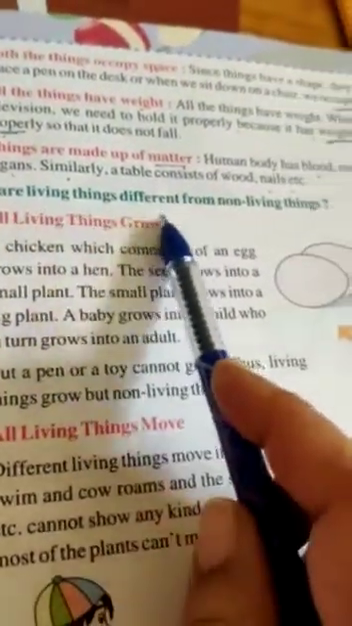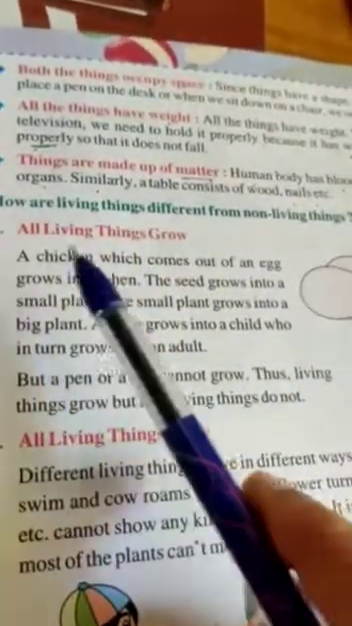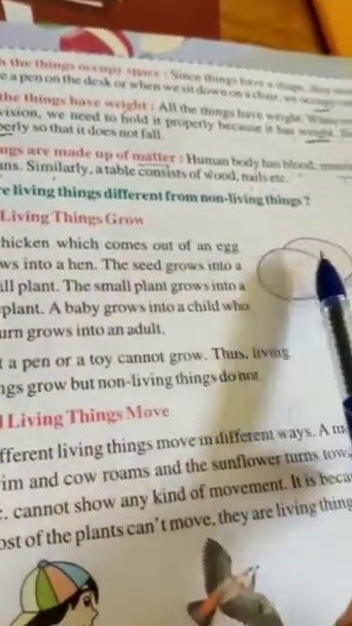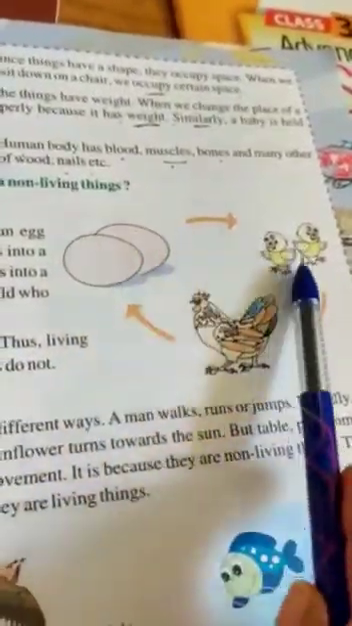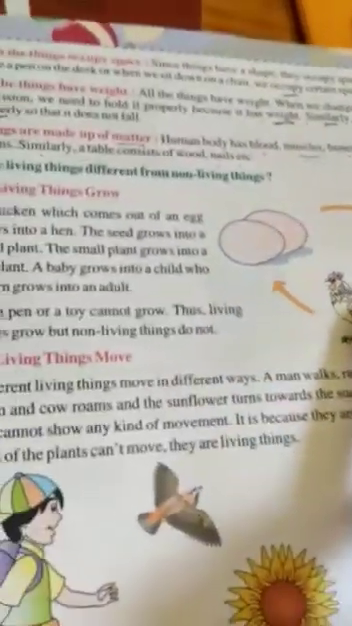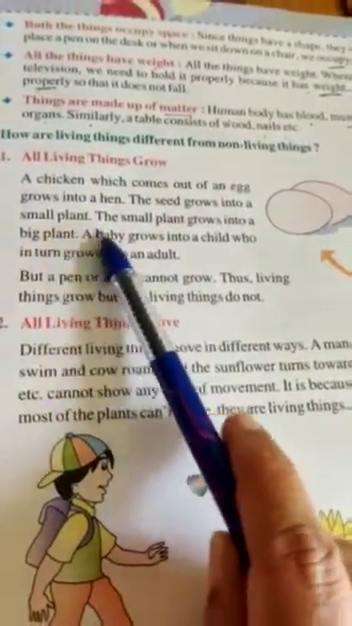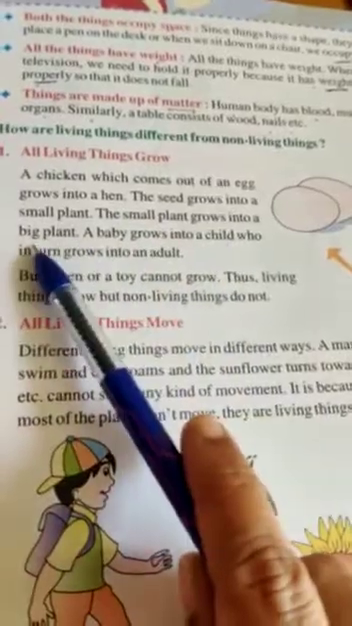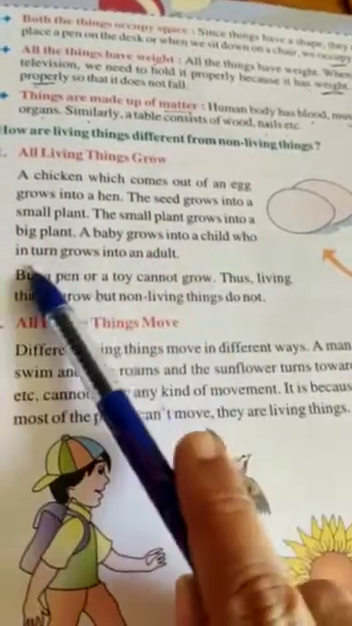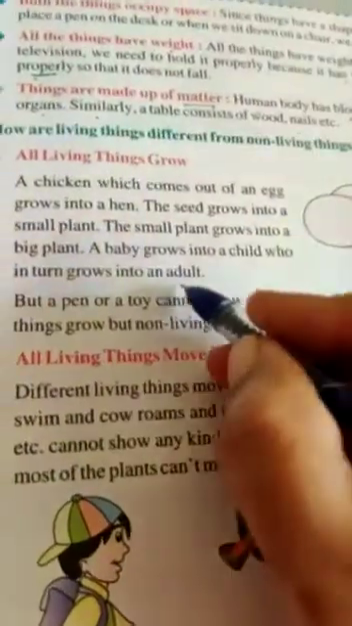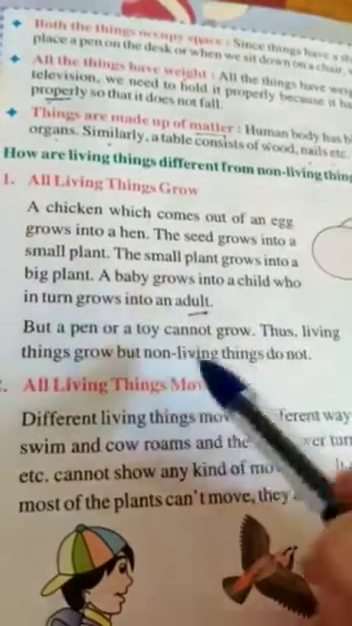How are living things different from non-living things? All living things grow. A chicken which comes out of an egg grows into a hen. First the egg, then a tiny chicken, and then the hen. The seed grows into a small plant. The small plant grows into a big plant. A baby grows into a child, who in turn grows into an adult. So all of us are growing. That's why we are called living things.